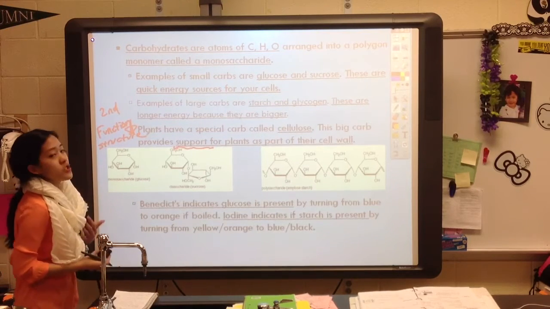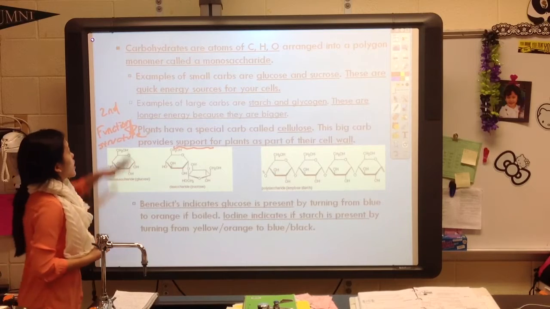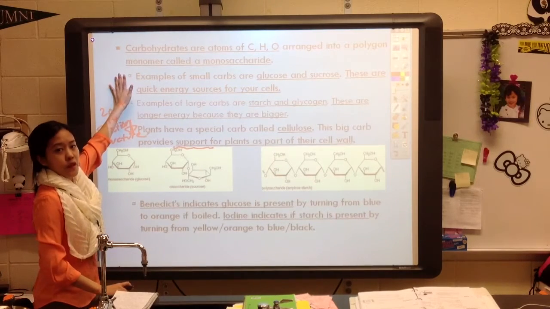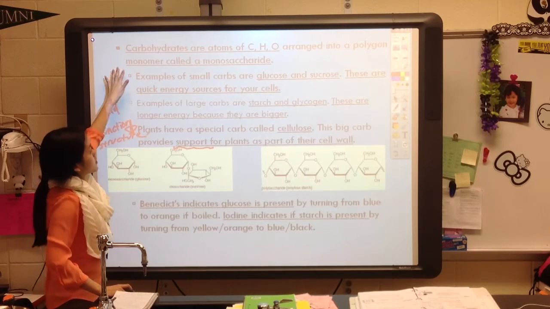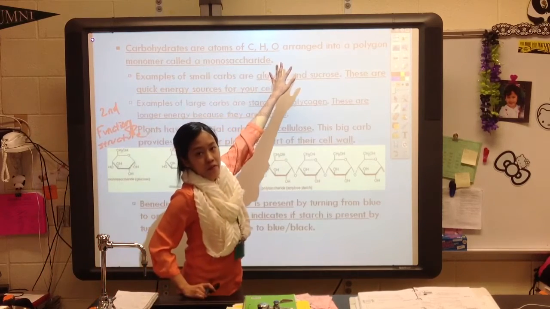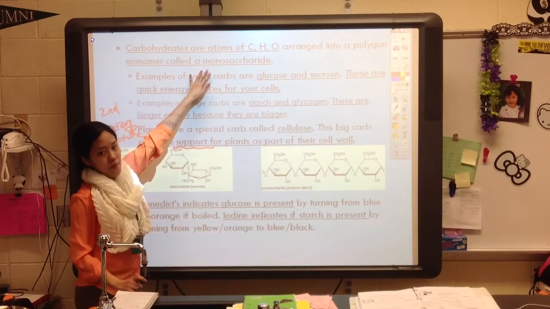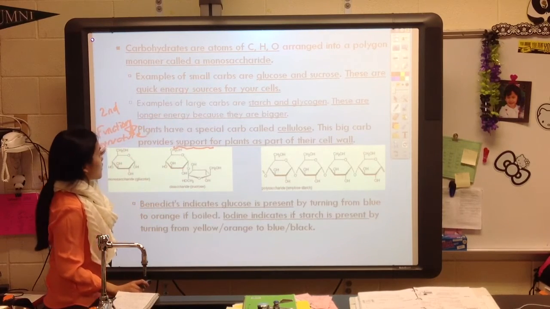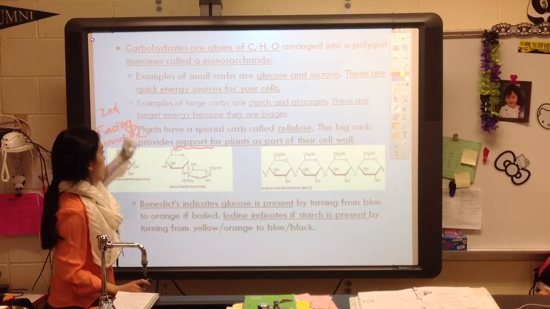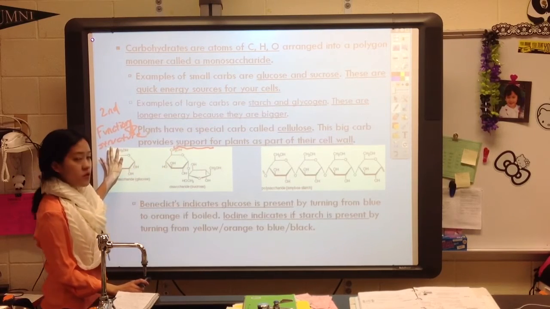A couple of things we'll need to know for each of our macromolecules, our large molecules, are what atoms they are made up of, and what the name of their monomer is. In this case, it's monosaccharide. We also need to know their different functions, quick energy and support or structure.